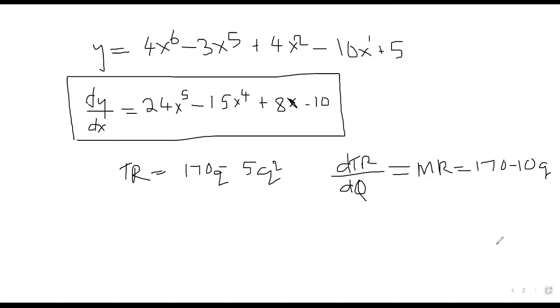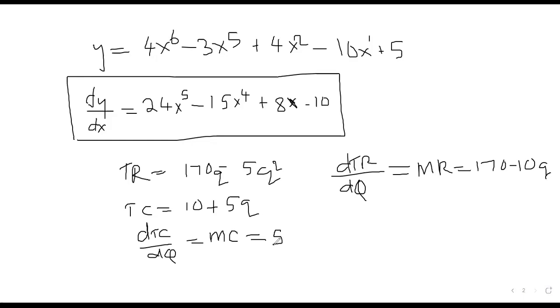So what if we had total cost, which is equal to 10 plus 5q? I'll differentiate this. It will be dTC over dq, which is going to equal 5. The total cost when differentiated becomes marginal cost. What happens to the 10? The 10 drops out as a constant. 5q becomes what? 5, correct.